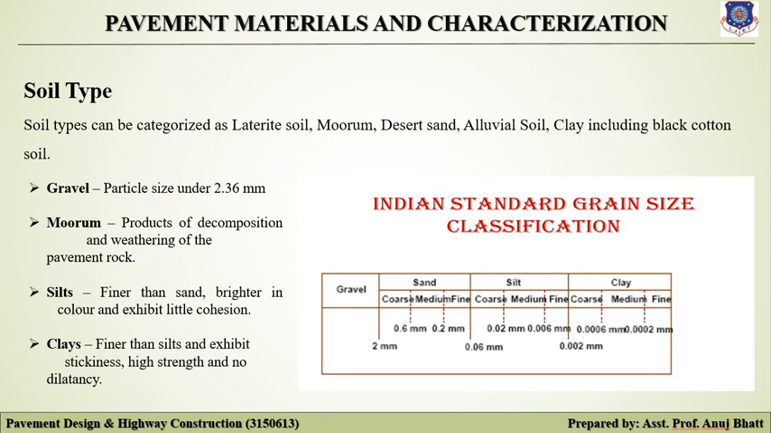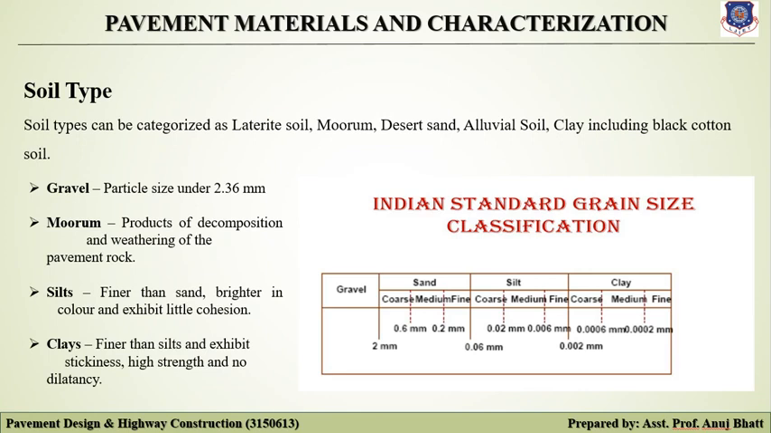Next are murum soils, which are sometimes known as red soil. These are the products of decomposition and weathering of parent rock. Visually, these are similar to gravel, except for the presence of a higher content of fines. Next are the silts. Silts are finer than sand, lighter in color compared to clay, and exhibit little cohesion.